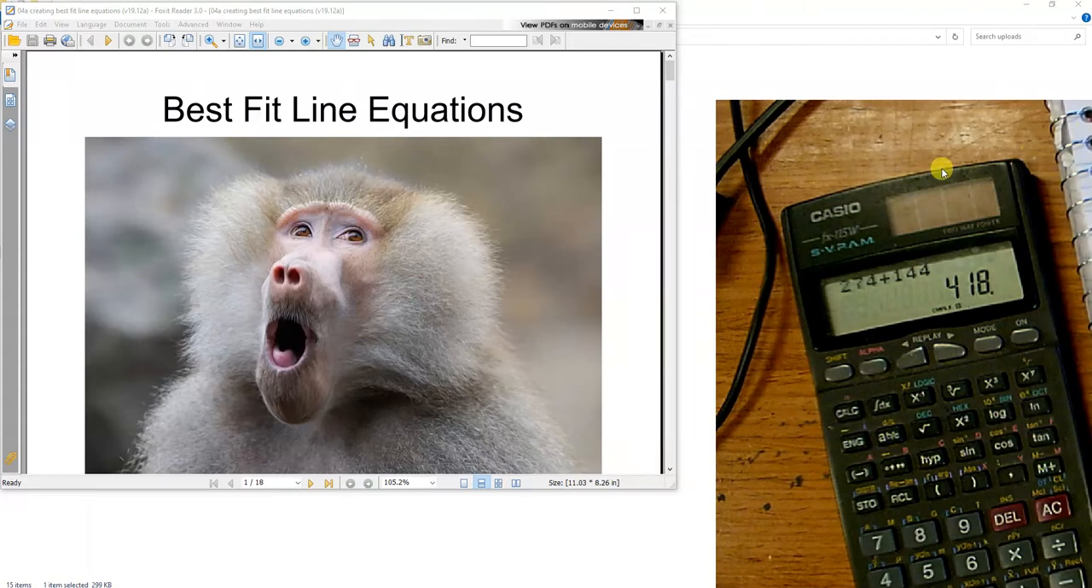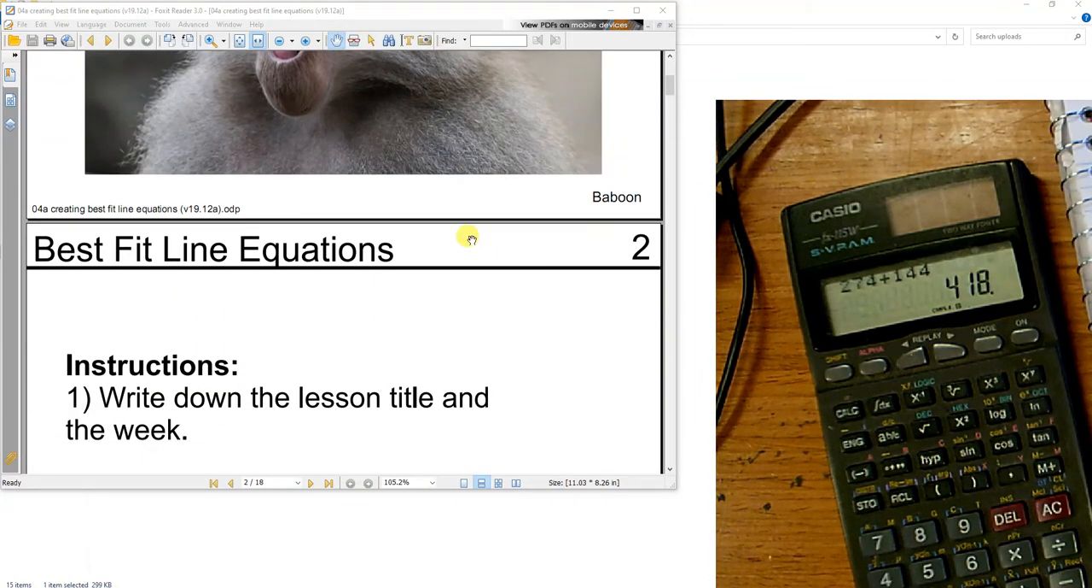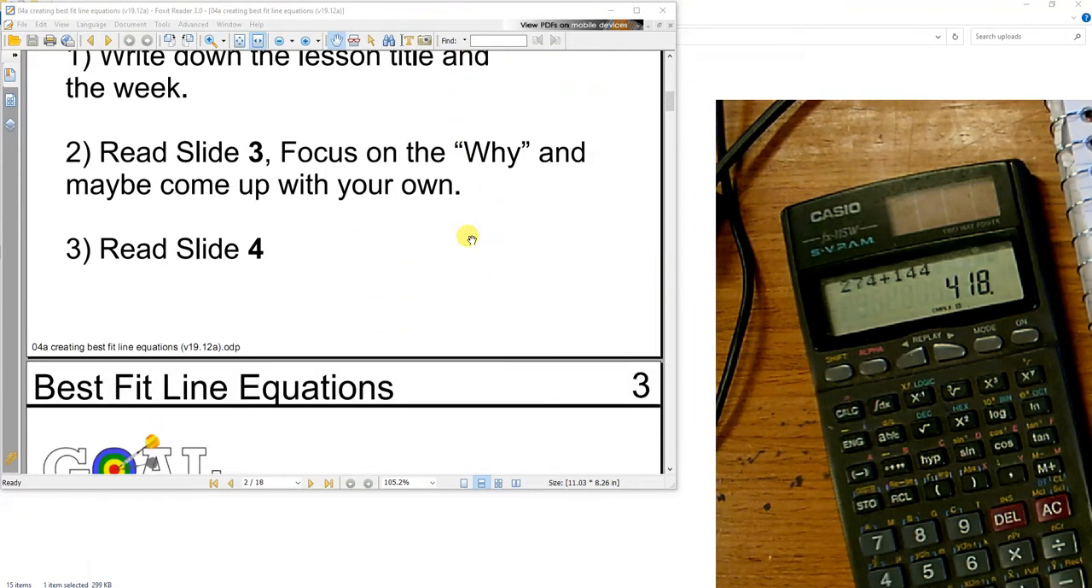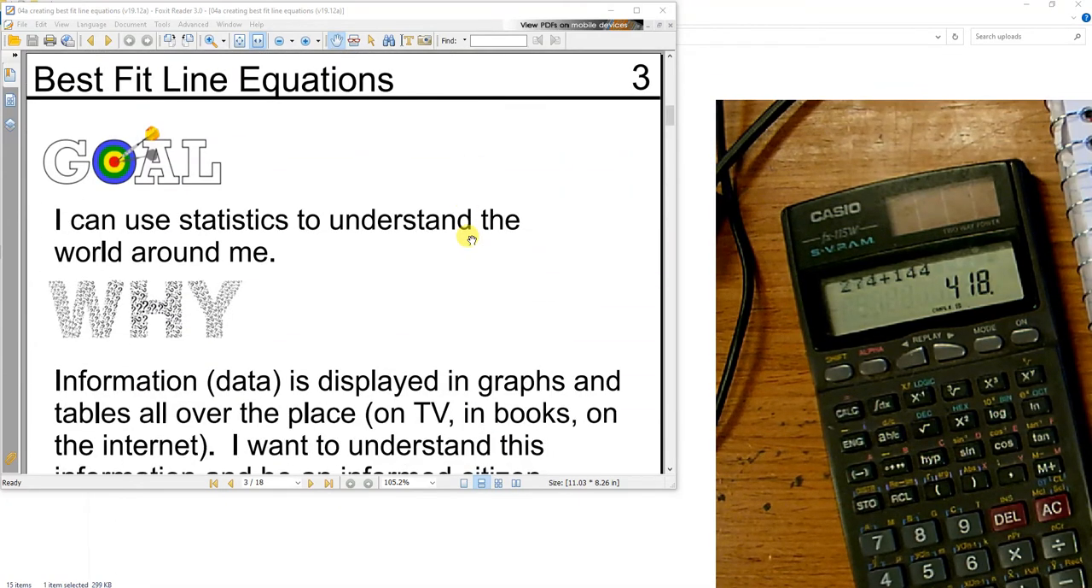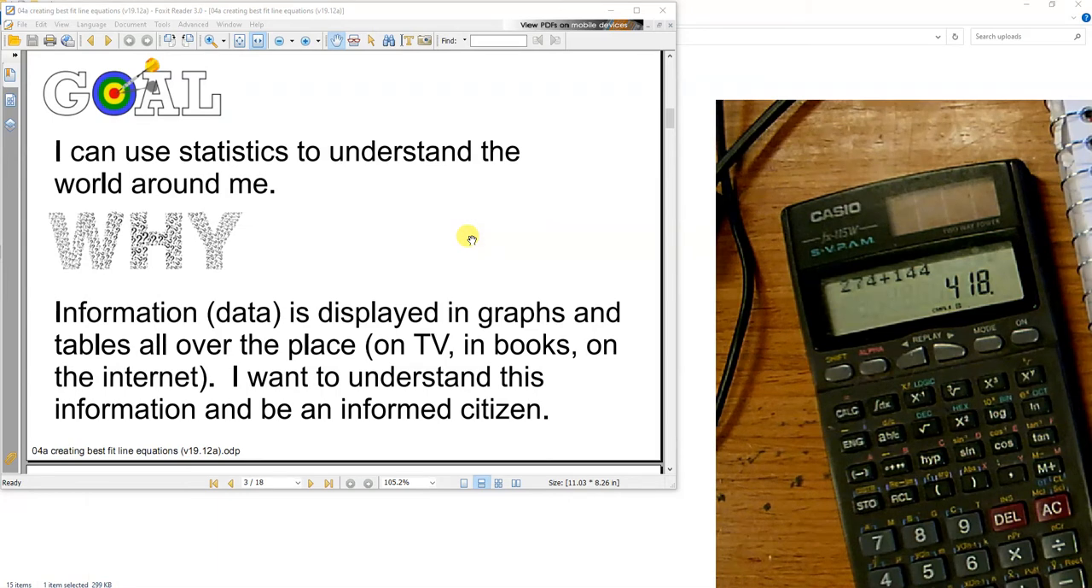Best Fit Line Equations. Our learning goal, I can use... that is a difficult word. Let's start this again. I am Mr. Barr. This is the Best Fit Line Equation video, and our learning goal is I can use statistics to understand the world around me. Why? Because information is everywhere. I want to understand it and become an informed citizen.